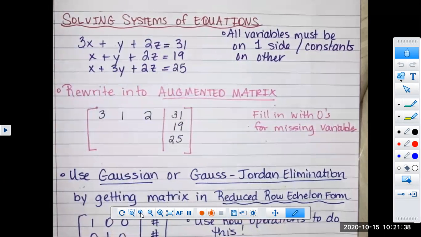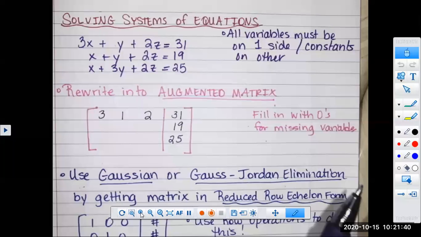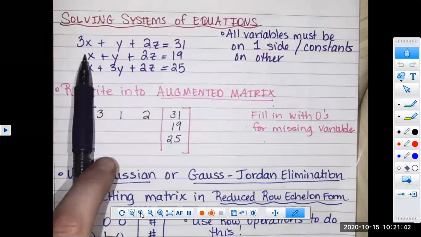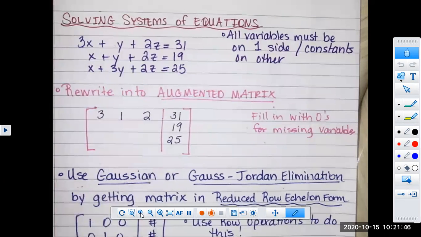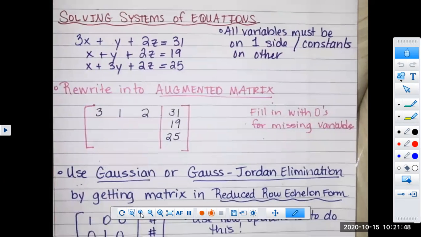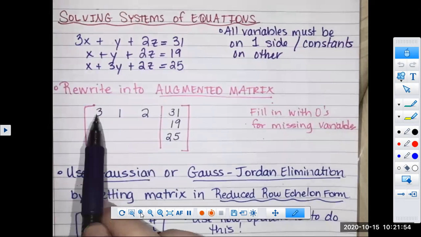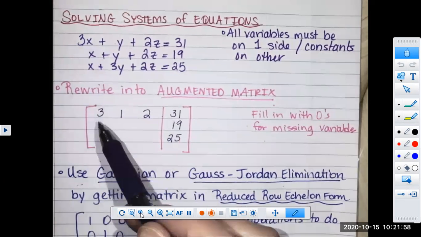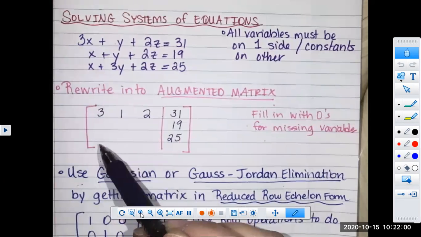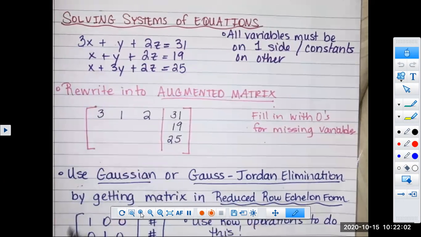If you are missing any variables, like let's say this second equation didn't have a y, then I would put a 0 for that variable. And make sure you line them up. For example, if I start out listing 3, which is associated with x, then on down that same column, I have to make sure I put all the numbers with the x's in those spots. Does that make sense?